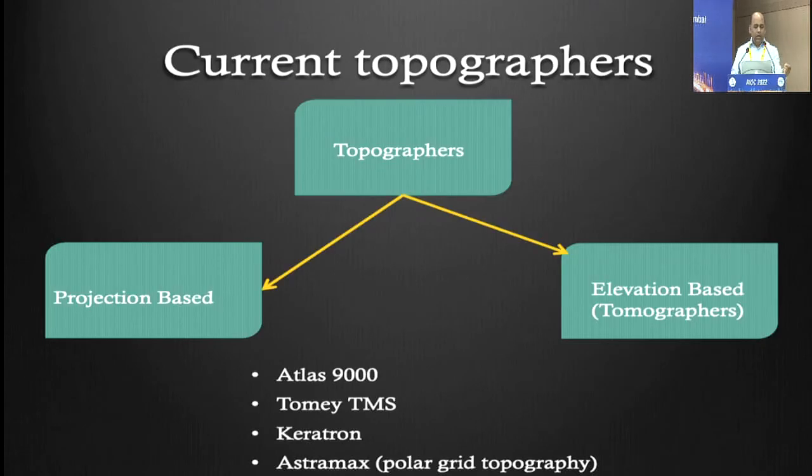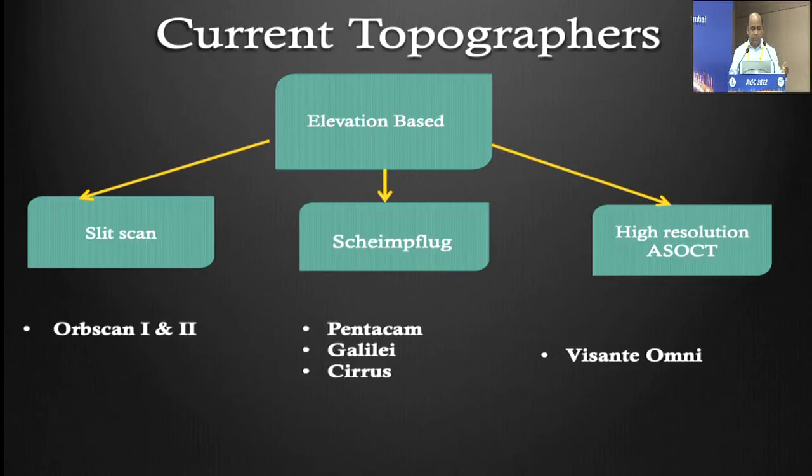So coming to the current generation of topographers, they can be Placido projection-based topographers or elevation-based topographers. Projection-based topographers are not used nowadays. Everyone has shifted to elevation-based topographers. Again, elevation-based topography can be slit scan-based topography, Scheimpflug-based topography, or high-resolution ASOCTs. Like in slit scan, OpScan 1 and 2 are there. In Scheimpflug, Pentacam, Galilei, or Ceres. In high-resolution ASOCT, Visante, Omni is there.